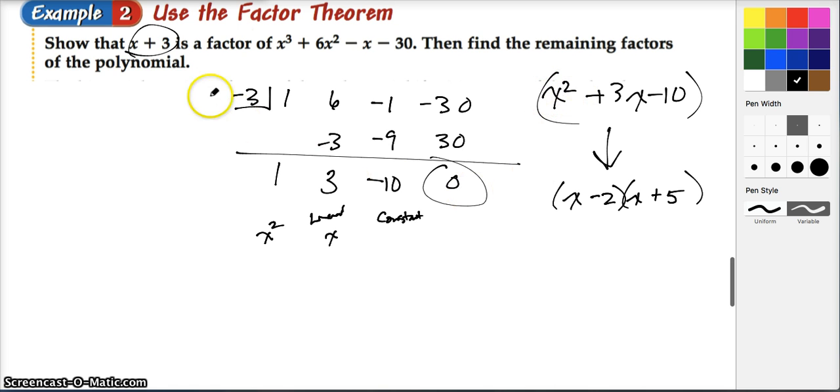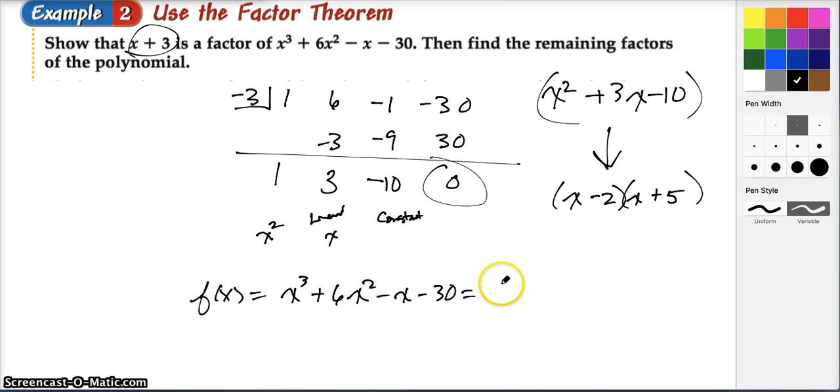So if I were to factor this whole thing, f of x equaling x to the third power plus 6x squared minus x minus 30 is equal to the product of x plus 3. That's the factor we got. We divided it out. We got this, and we factored that. And x minus 2 times x plus 5. All right? And so we factored the bad boy completely.